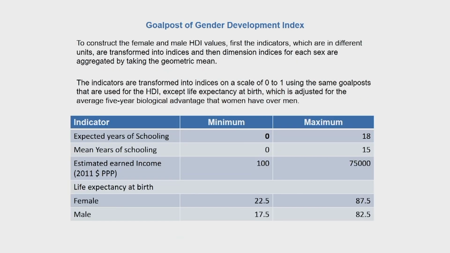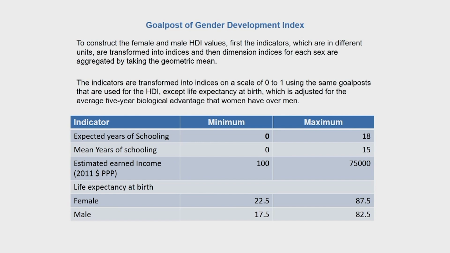for calculation of the Gender Development Index. Like the HDI, goalposts are fixed for the Gender Development Index as well. So there is a minimum level of achievement and there is a maximum level of achievement based upon the countries that have been taken for GDI and HDI rankings in that report. So in the 2016 report, these are the goalposts that were reported: for expected years of schooling 0 and 18, mean years of schooling 0 and 15, estimated earned income 175,000 USD, life expectancy at birth for females 22.5 and 87.5, for males 17.5 and 82.5.